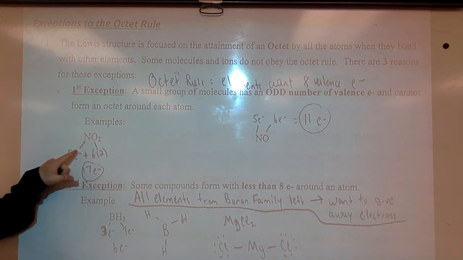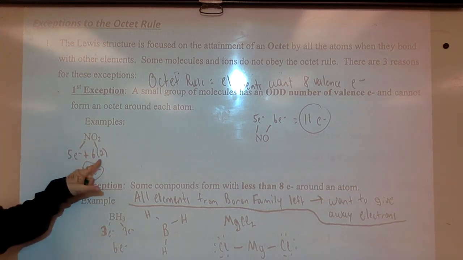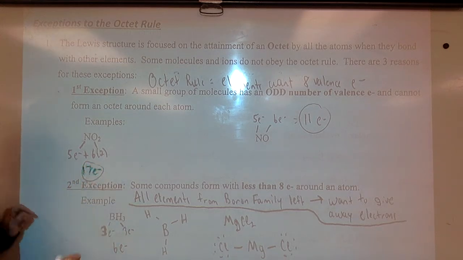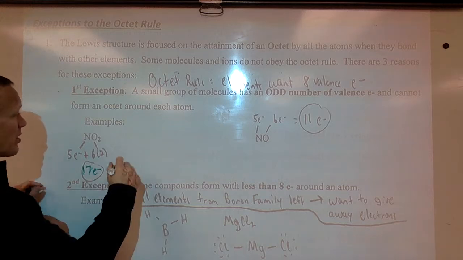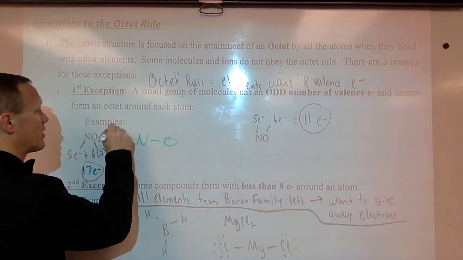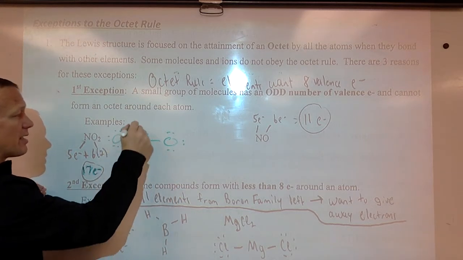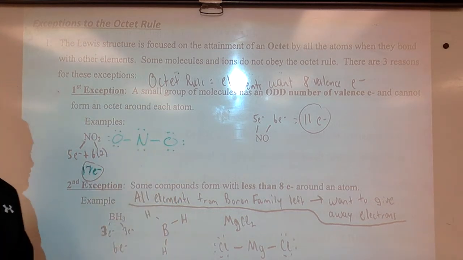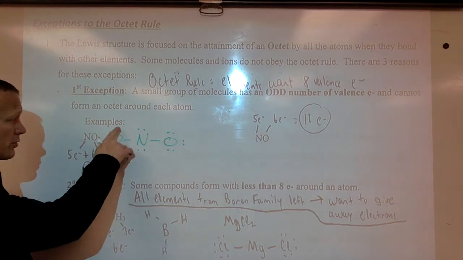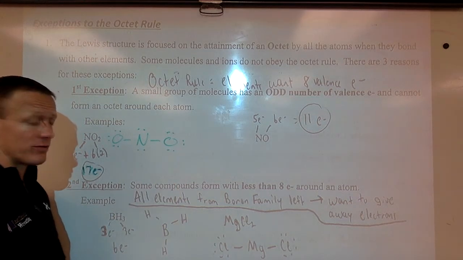Nitrogen's got 5, oxygen's got 6, but there's 2 oxygens. So you got 12 plus 5, there's 17 valence electrons here. If I draw this, I go O with an O and give everything. That's got 8, that's got 8, that's got 8. If I do that, that is 20 electrons. 2, 4, 6, 8, 10, 12, 14, 16, 18, 20. So that is 3 too many.